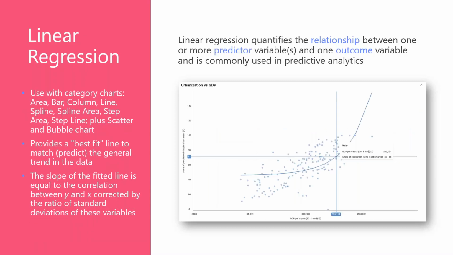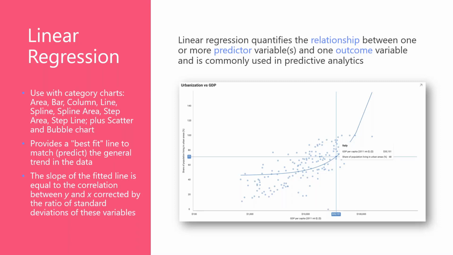And then finally, from statistics, we look at linear regression. So linear regression is again used with these category charts like bar, column, line, spline, and we're providing a best fit line to match the prediction of the data. So we're looking at the relationship between one or more predictor variables and one outcome variable to determine the delta between the X and Y dots along the path of your regression, and then we do the slope based on that.